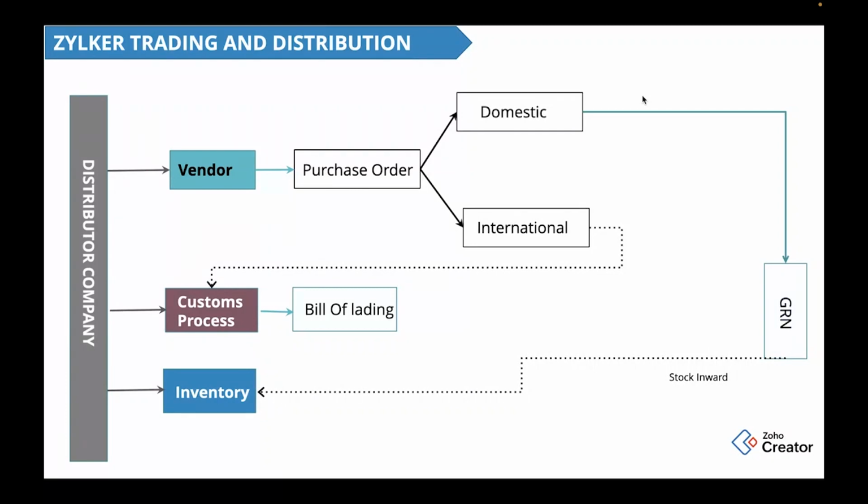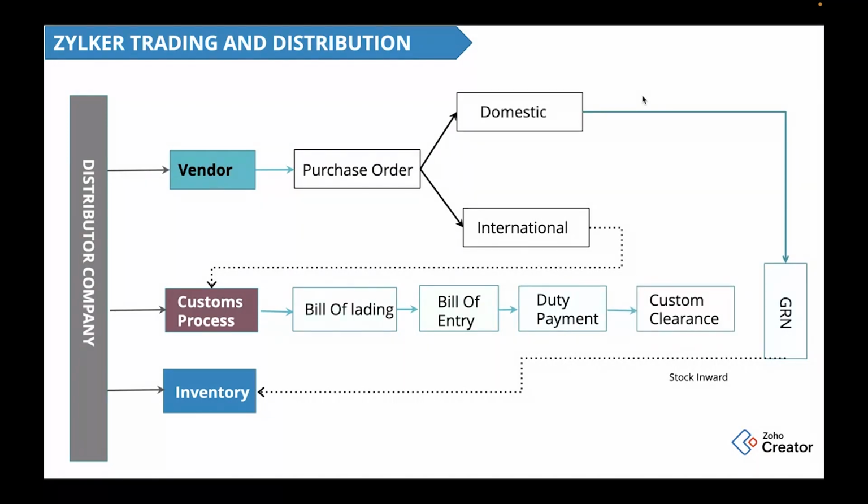You need to fill out a lot of documentation. We are covering two major documents in this part. One is the bill of lading, another one is the bill of entry. Once the bill of lading and bill of entry are submitted to the port, this will allow the goods to be entered into the port, and post that you can pay the duty payment. And once the duty payment is done, you will have the customs clearance.